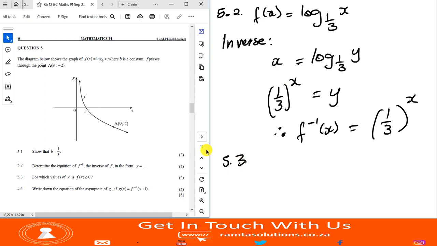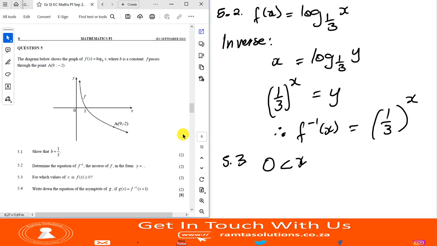5.3, they say f of x. This is f of x. Where is it greater or equal to 0? Remember, y is equal to 0 at this point, but where is it greater than 0? Above the x-axis. So where is that? Remember, this will never be equal to 0, so it must be greater than 0.